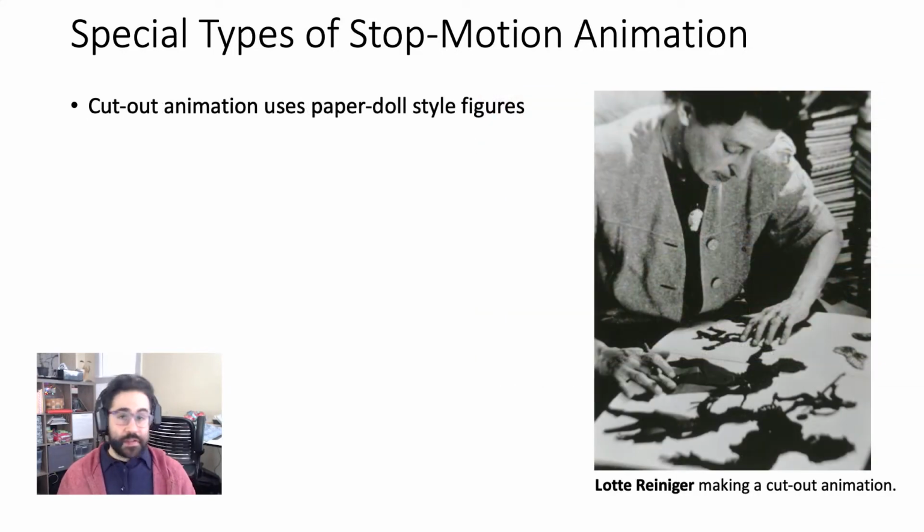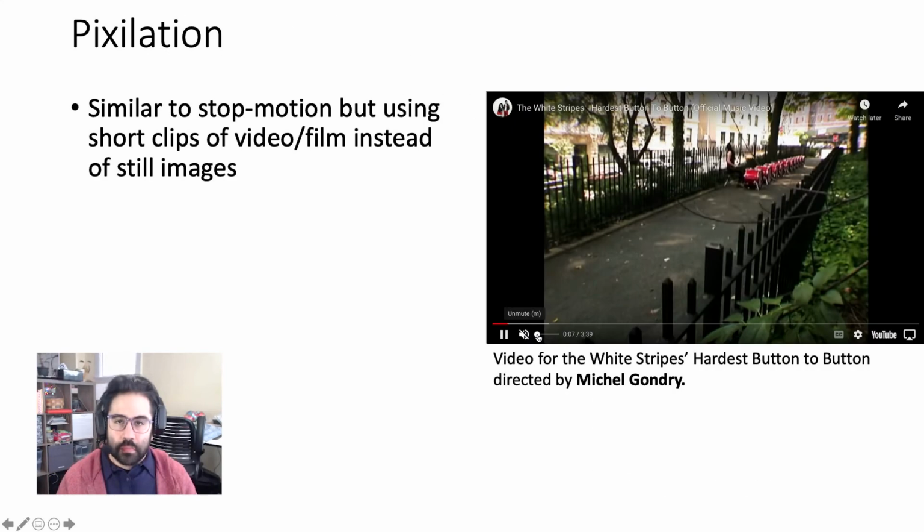A different style of stop-motion animation is called cutout animation. Here in this example, we can see Lotte Reiniger, a very early pioneering female animator, making cutout animations with black silhouettes on a white background. This style of animation is also what was used in the early seasons of South Park, using construction paper and making small changes to each of the characters and photographing them to build up the overall animation.